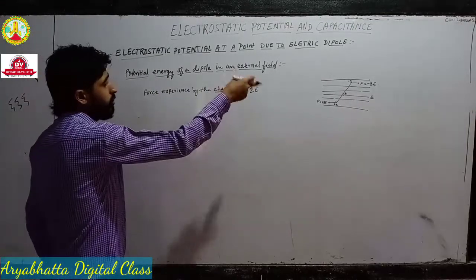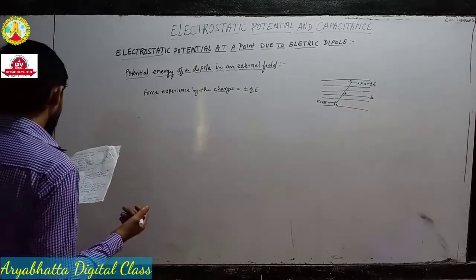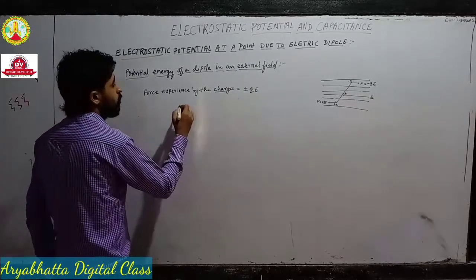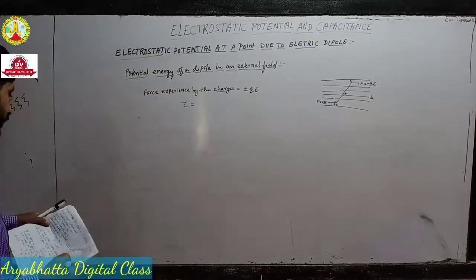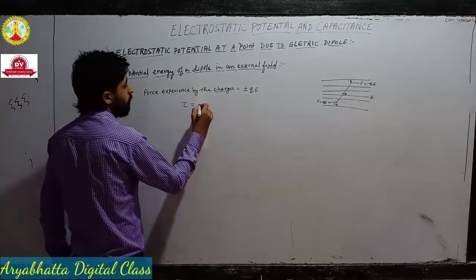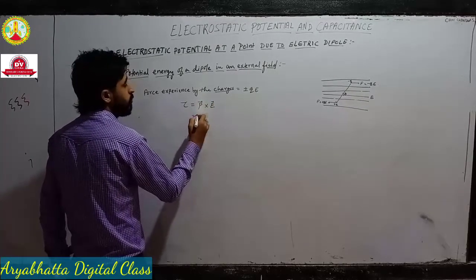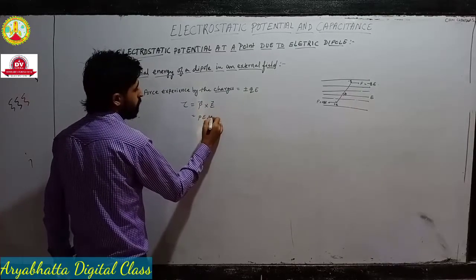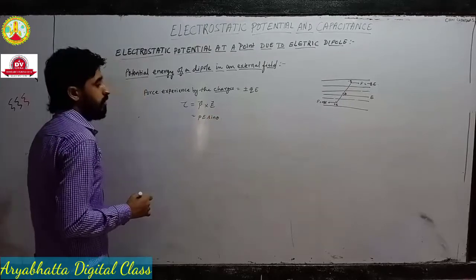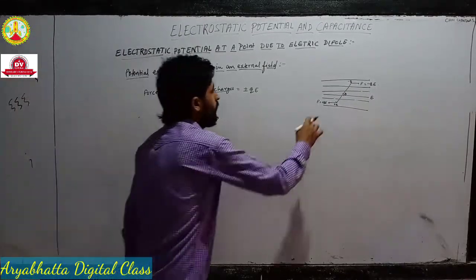Now what will be the torque acting on this dipole? I guess you know the formula for torque: P cross E. If you break this in terms of magnitude, what will we get? P E sine of theta. So it will apply a torque.